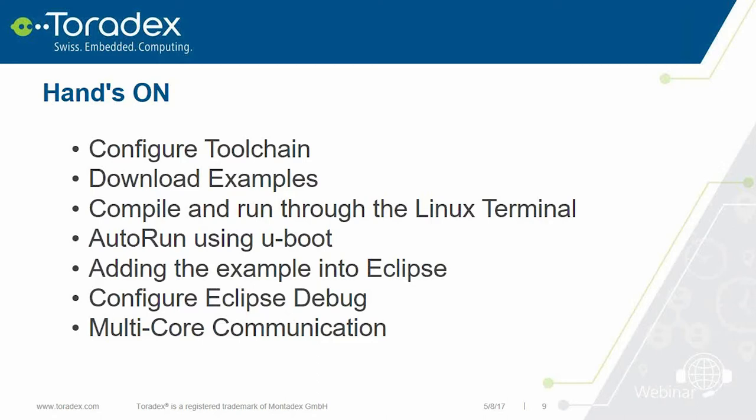After that, I will take advantage of being in U-Boot, and I will show you how to auto-run using U-Boot. So I will show how we can turn on the board and automatically load the firmware to the M4. Then I will add this example into Eclipse and configure how to debug inside Eclipse. At that point, I will show what my firmware is doing and a little bit about the code. It's a very simple code, but during debug, I will show it. And at the end of this session, I will show another example doing multicore communication.